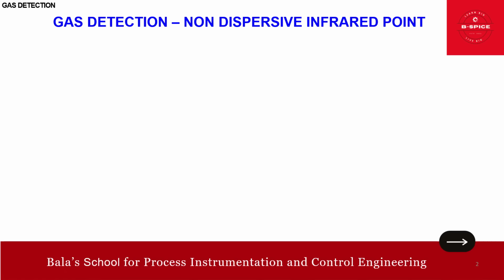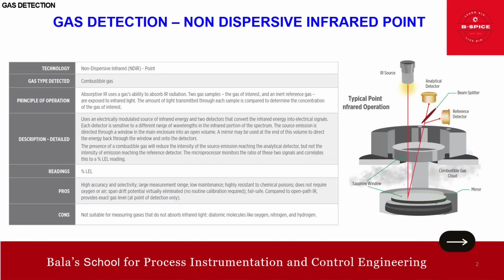Okay, right. So this technology is non-dispersive infrared point type. So it can measure combustible gas, right? So the principle of operation: absorptive IR, infrared, uses gas ability to absorb IR radiation. So that is the principle.